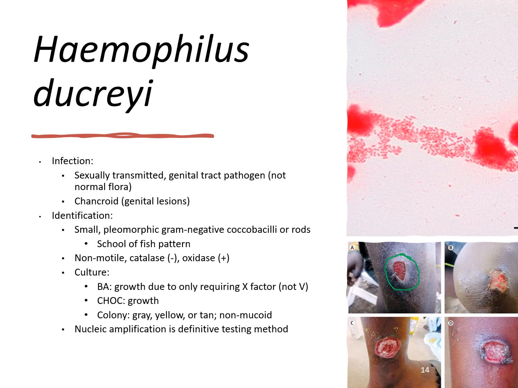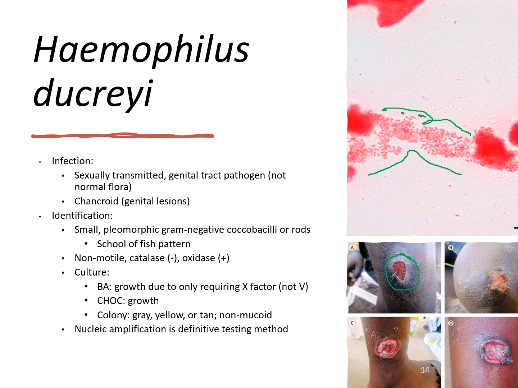This organism is a small pleomorphic gram-negative coccobacillus or rod. What you see with this one on a gram stain is a characteristic school of fish appearance, where the organisms are in clusters but really close together, almost like a school of fish. So you see all of those pleomorphic type rods. You can see this one here, you've got 2 of them together where they're the coccobacilli, kind of elongated out a little bit.